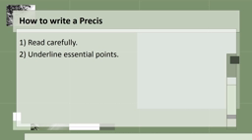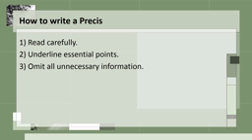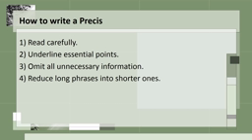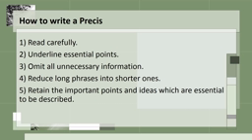Number 2, underline essential points, the main idea. You actually do this when you write, make an outline, right? Previous lesson is outlining, so similar thing. Third, omit all unnecessary information. So just like in outlining, you will also omit unneeded materials. Number 4, reduce long phrases into shorter ones. Compression. Okay, so remember reducing into ing participial phrases, like longer clauses being reduced to infinitive forms, etc.